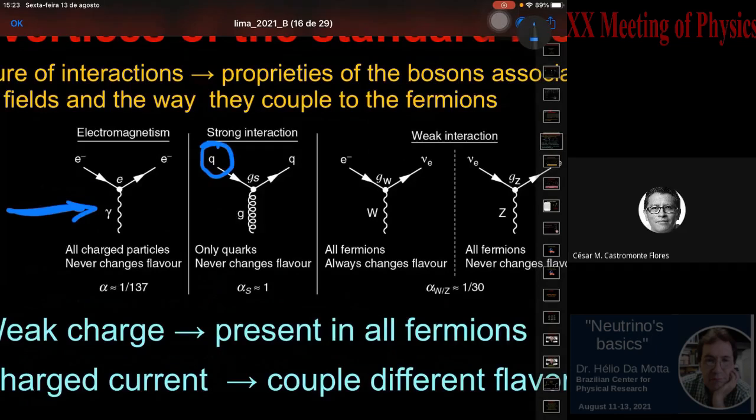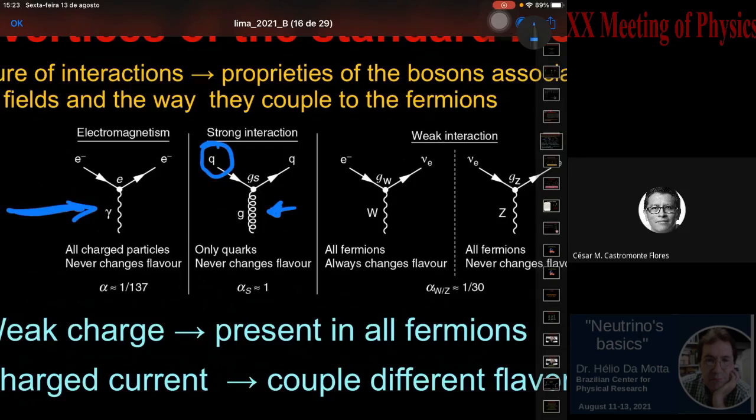Okay? This quark has something, part of the electric charge, that allows them to send gluons. That makes the strong interaction strong. But only quarks can send gluons. Only quarks can. Electrons do not send gluons. Muons do not send gluons. Neutrinos do not send gluons. But all particles that have electric charge.